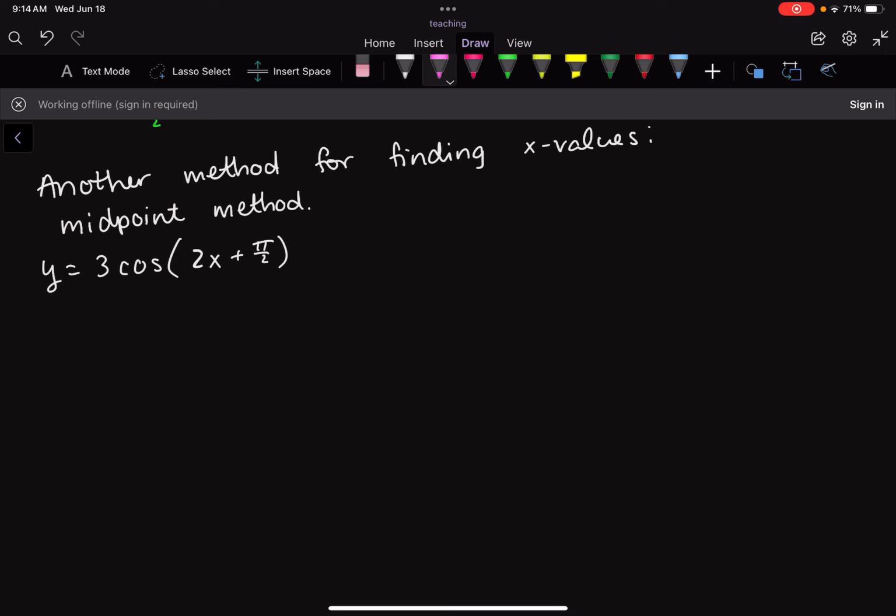And so all I'm going to show is just another way of showing the x values. I'm still going to write the period and stuff because I do need it. So the period for this one was 2 pi over 2, so that's going to be pi. I also want my phase shift, so that's going to be pi over 2 divided by 2, so pi over 4, and it is negative.